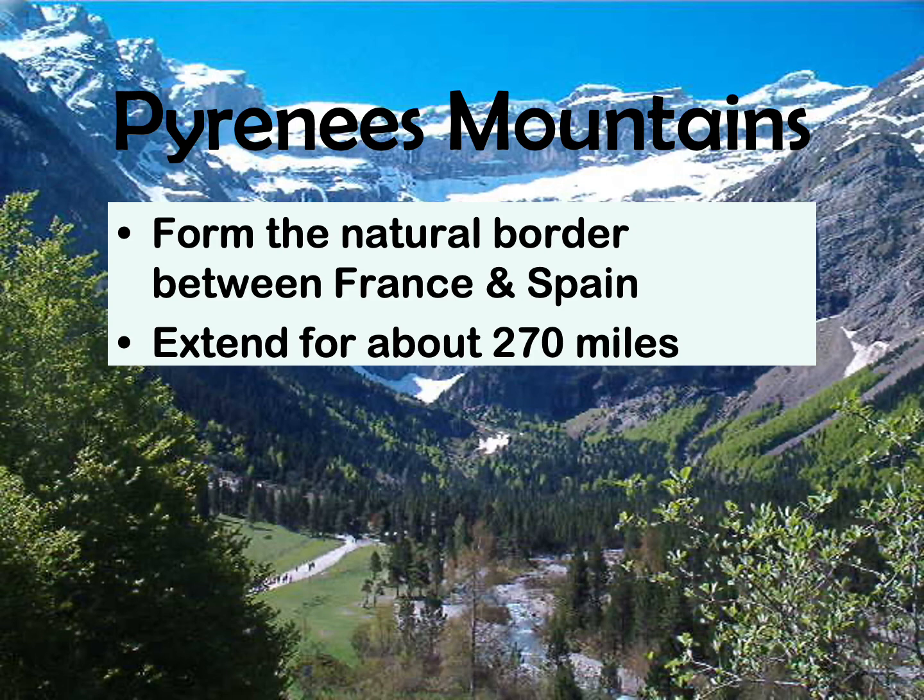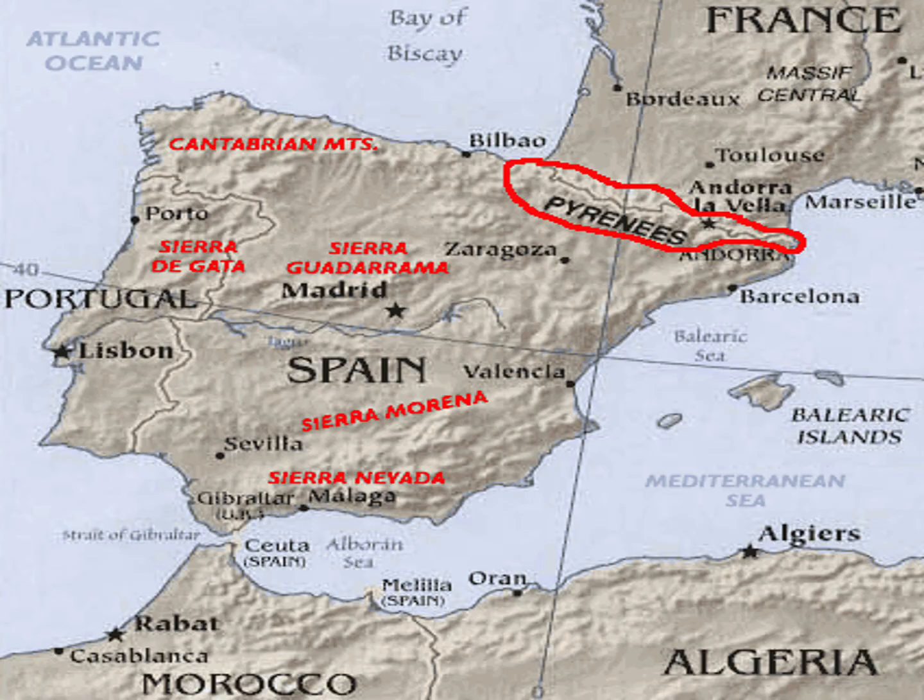Now the Pyrenees Mountains. They're going to form a natural border between France and Spain. Remember that natural borders are going to be good for countries because they keep other countries and invaders out. The Pyrenees Mountains are going to extend for about 270 miles. So again, they're pretty long. And we see this little map. We see Spain and we see France, and we see those Pyrenees Mountains right in between them.